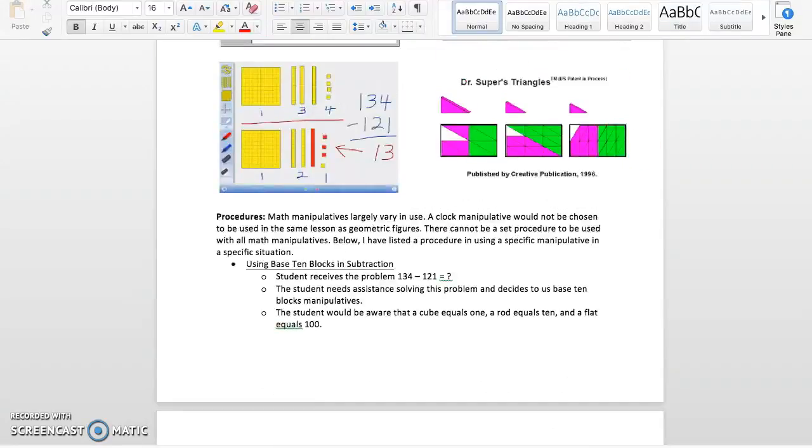And I thought that it was great that I have this image right here to show you this exact problem, 134 minus 121. And it has the student using the base 10 blocks, the 100s, the rods, and the single digits right here to show the place value and then do the subtraction to see where the difference comes, which gets them to 13.